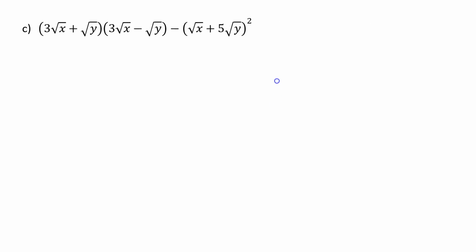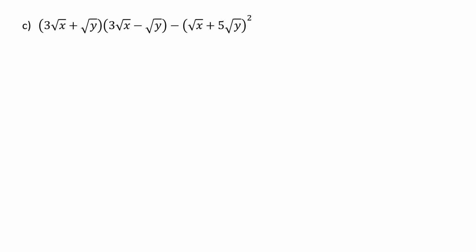Now, this one is a bit of a doozer. I can do this a few different ways, but my inclination is to go a little bit of a slower way, especially with this one. We can use what we know of the conjugate with this first part, because it's 3 root x, 3 root x, and then root y, so the two terms are the same. The only thing that's different is the sign between them.